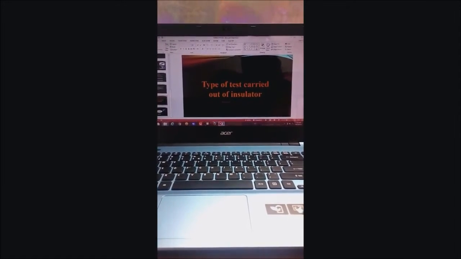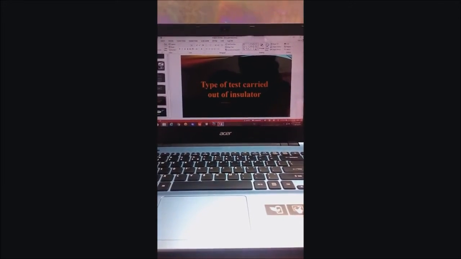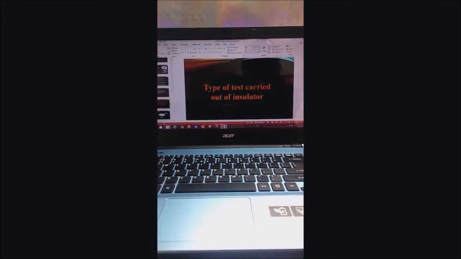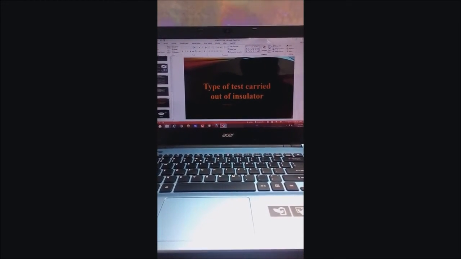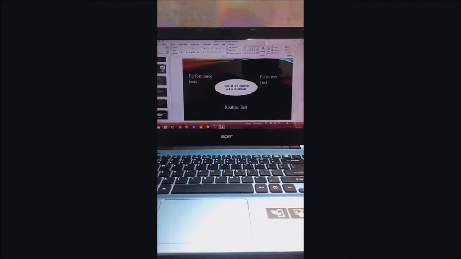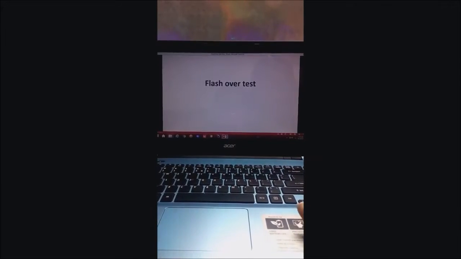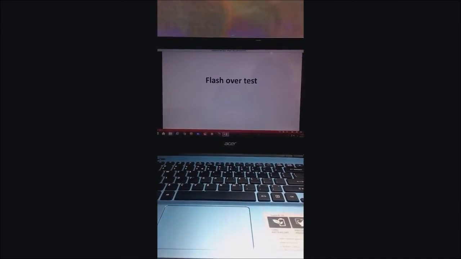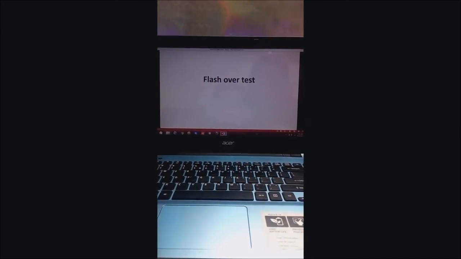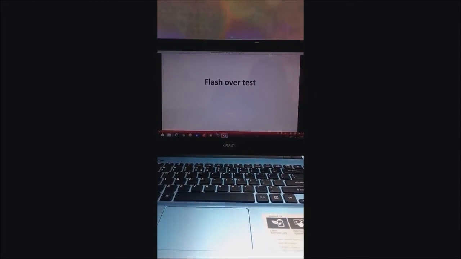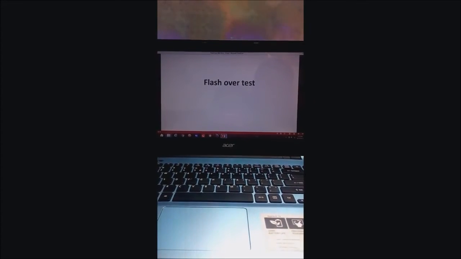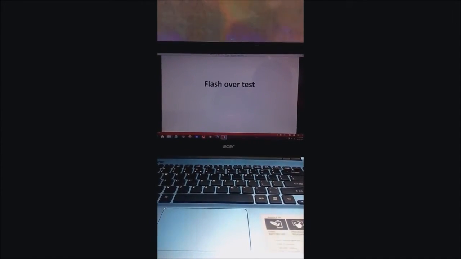Okay, this is my subtopic, types of tests carried out on insulator. There are three types of tests carried out on insulator, for example, performance test, flashover test, and routine test. There are mainly three types of flashover tests performed on an insulator: power frequency dry flashover test of insulator, power frequency wet flashover test or rain test of insulator, and power frequency flashover voltage test of insulator.